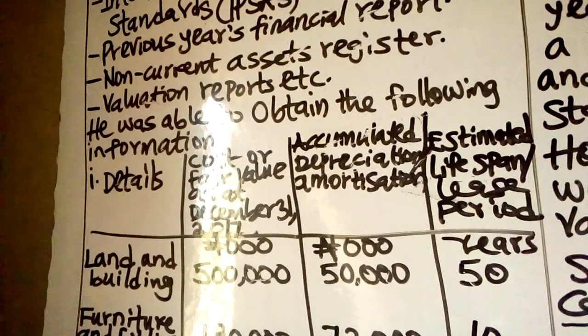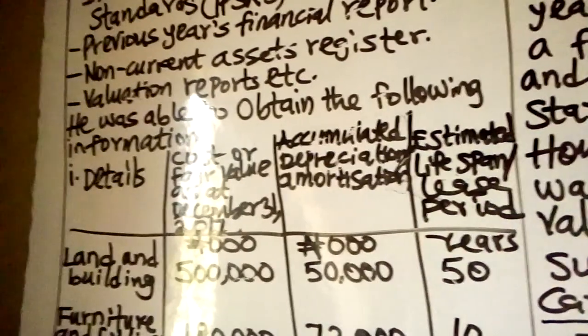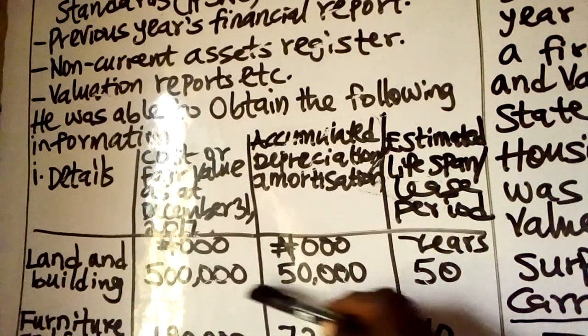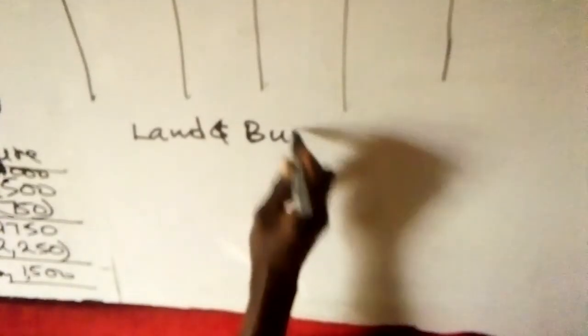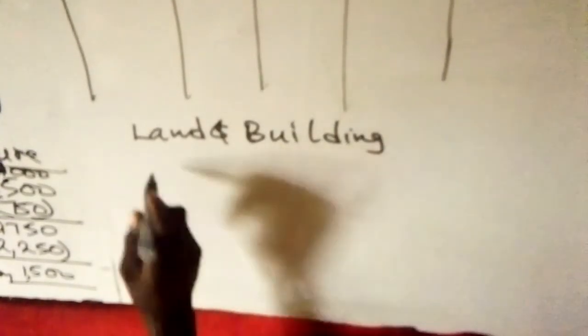So now, let's go back to the working. Remember, depreciation on land and building, 500,000 divided by 50. That will be the annual depreciation of land and building.